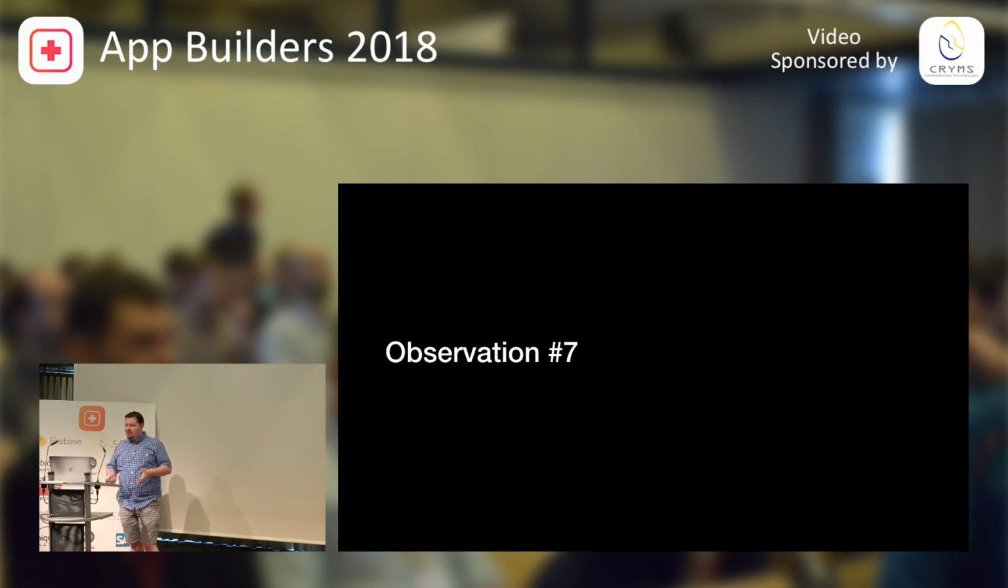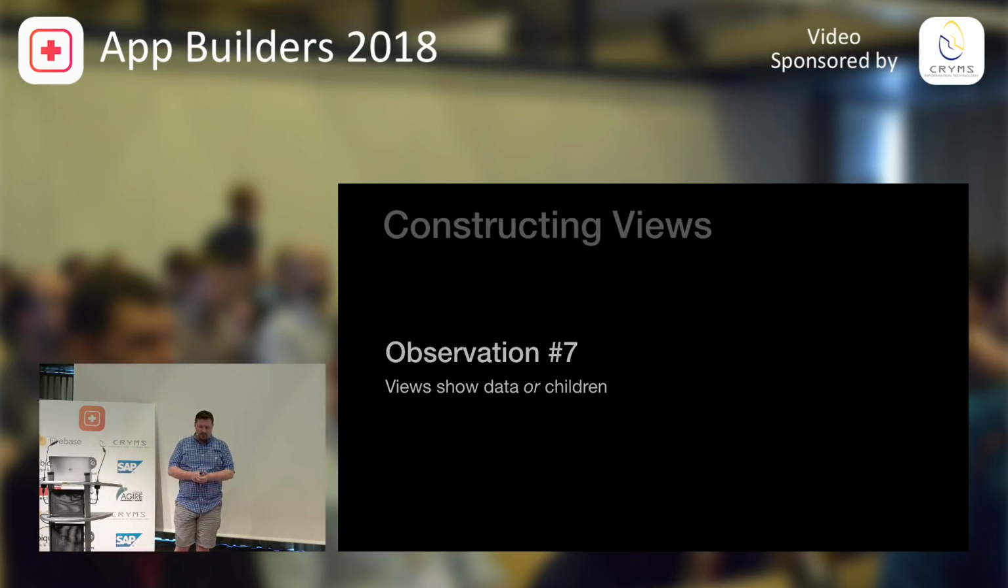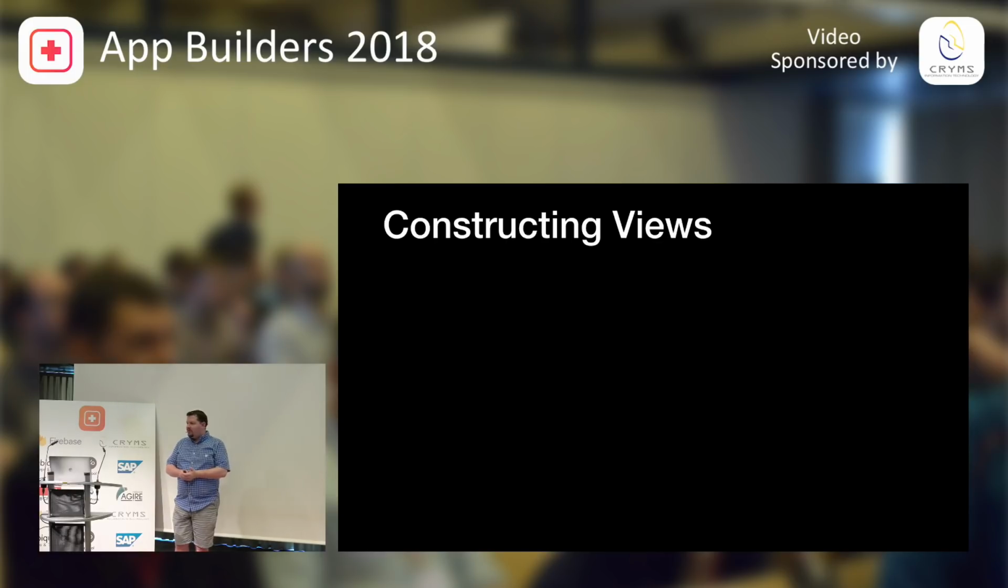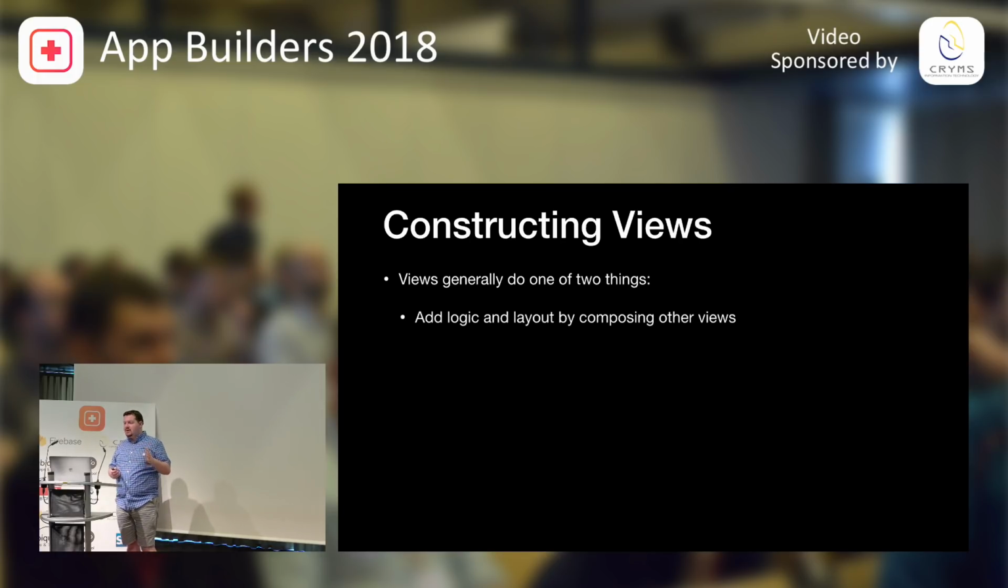Okay, seventh observation, two more. Views show data or they have children. Let's talk about how we build views. Views generally do one of two things. They add logic and layout by composing other views, or they draw stuff. And this is the case for all UIViews provided in UIKit.